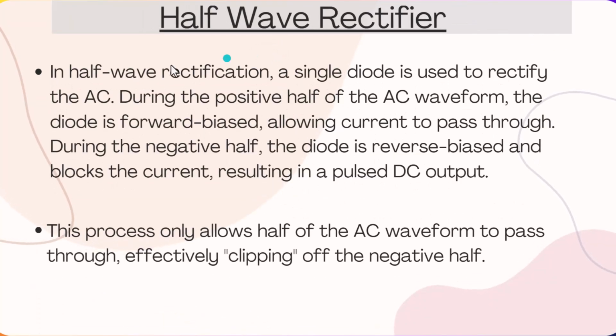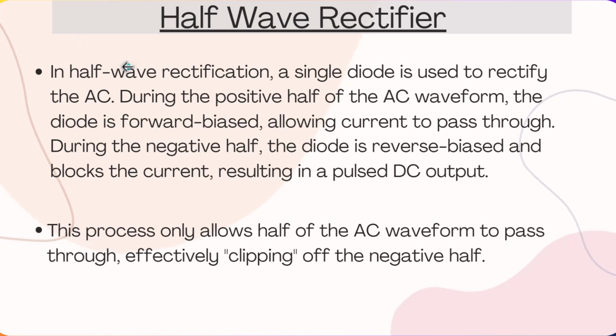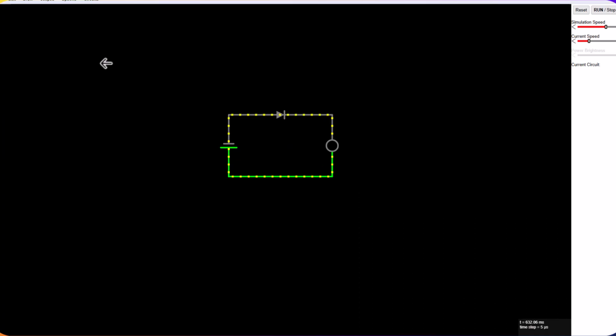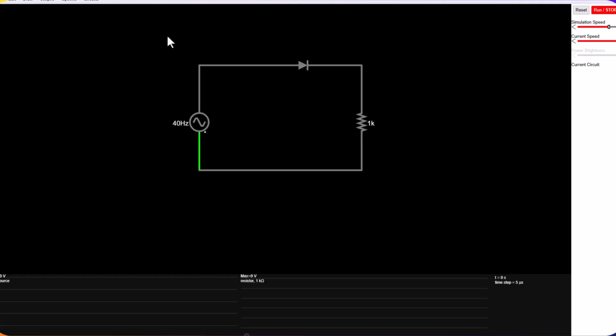So what is a half-wave rectifier? In half-wave rectification, a single diode is used to rectify the AC. During the positive half of the AC form, the diode is forward biased, allowing the current to pass through. During the negative half of the cycle, the diode is in reverse bias and blocks the current, resulting in a pulsated DC output. This process only allows half of the AC waveform to pass through, effectively clipping off the negative half. I'll show you the simulation on how half-wave rectifier works.